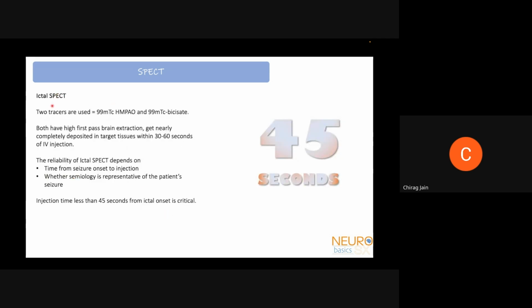An ictal SPECT usually uses two tracers, 99m technetium HMPAO or ECD. These both have very high first pass brain extraction. As soon as you inject them, they get picked up by the brain, and they will get deposited in the brain within 30 to 60 seconds of injection. The reliability of an ictal SPECT depends on the time that you gave the injection and whether that particular seizure is actually representative of the patient's seizures or not. The ideal time is within 45 seconds.